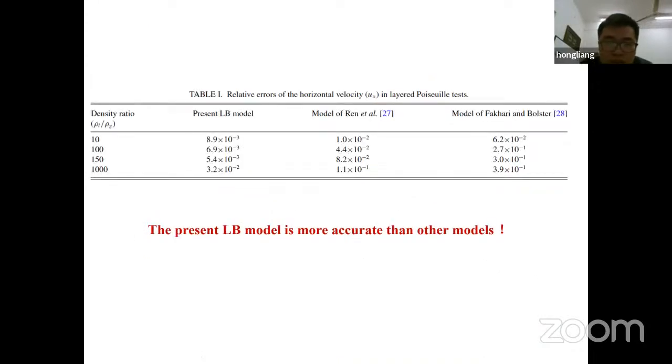Also, the theoretical errors can be accurate and are summarized in this table, Table 1. We can see from Table 1 that the present Boltzmann model is more accurate than the other LB models. Next.